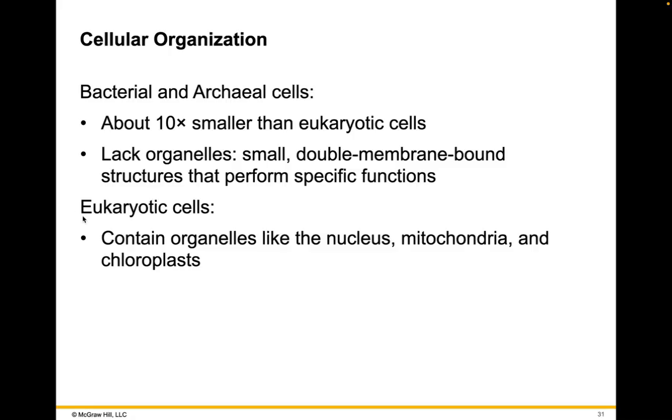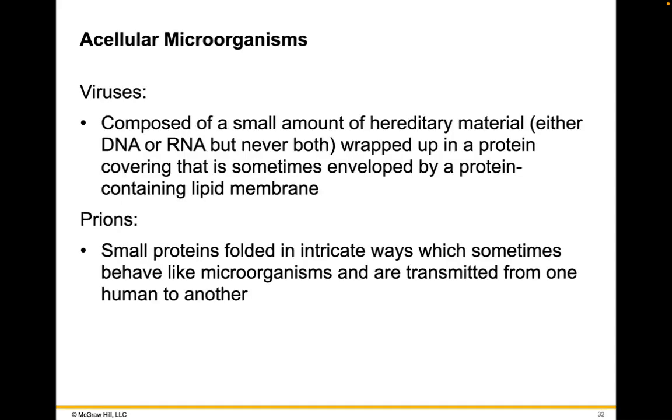So remember, U means true and kary means what? Nucleus. Did you remember it? So eukaryotic cells do have a nucleus, therefore they have the other organelles as well. So like I said, the rough ER, smooth ER, Golgi, vacuoles, vesicles, mitochondria, and chloroplasts for those photosynthetic organisms.